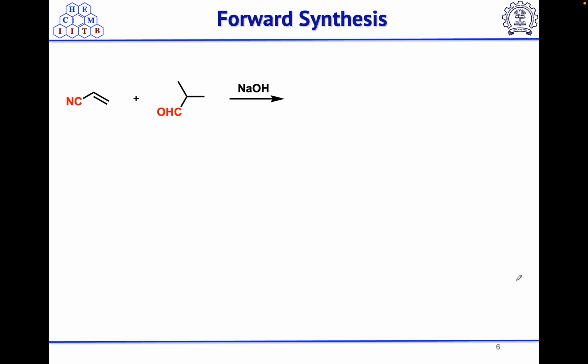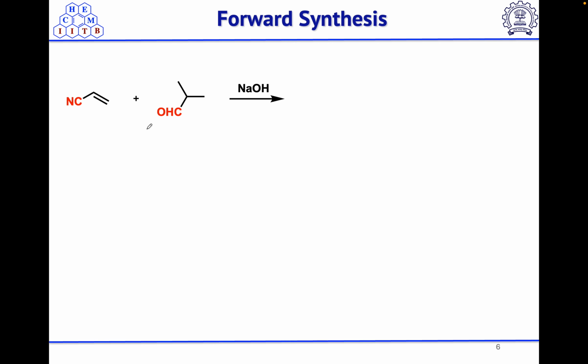So the reagent is sodium hydroxide. It is a base, so it will abstract some proton. Then obviously, so where is your acidic proton? Most acidic proton will be abstracted by the sodium hydroxide. Okay, so just find the acidic proton here.